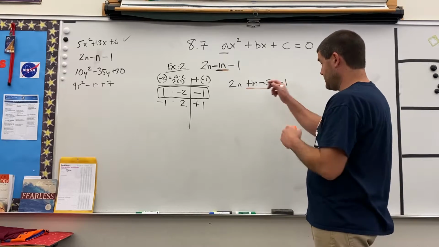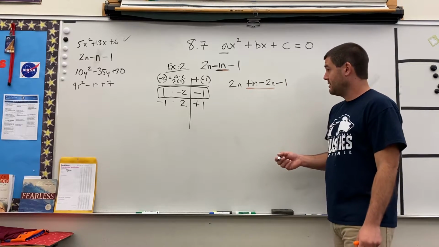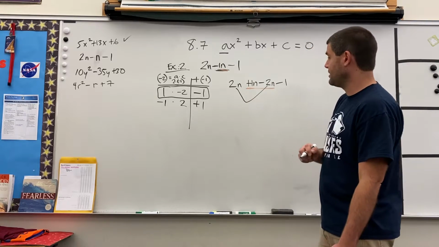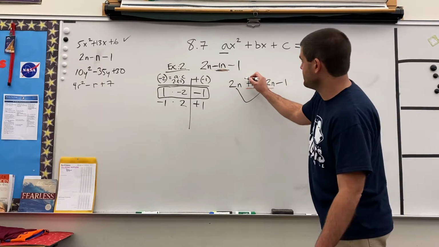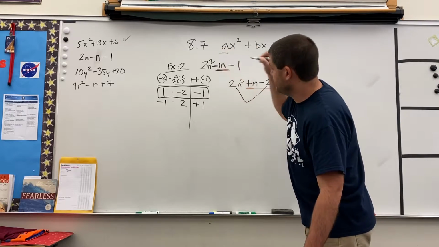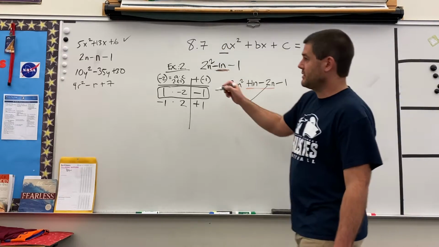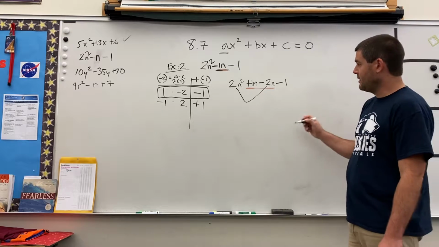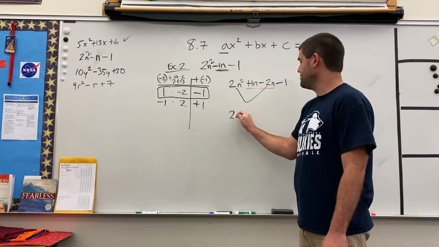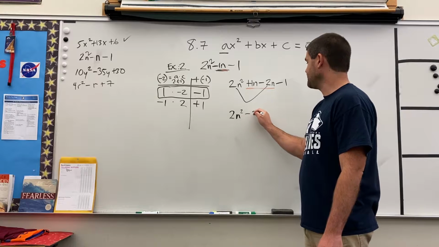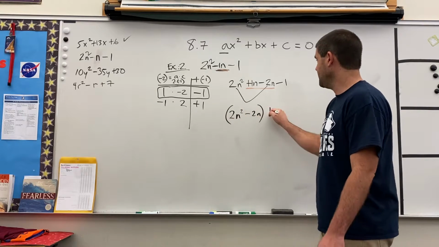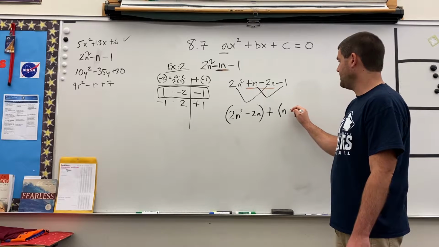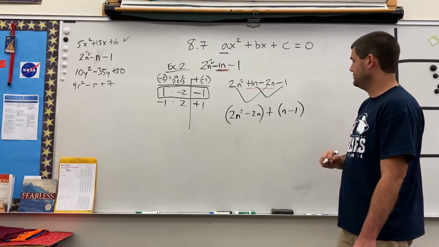So can we group these together so that they look alike? Well, these guys look like they go together because they both got, oh, I forgot my squared right here. Squared right there. And I forgot it right there. That's why I didn't have it. Okay, so these guys go together. So 2n squared minus 2n plus, and then these guys go together, n minus 1.